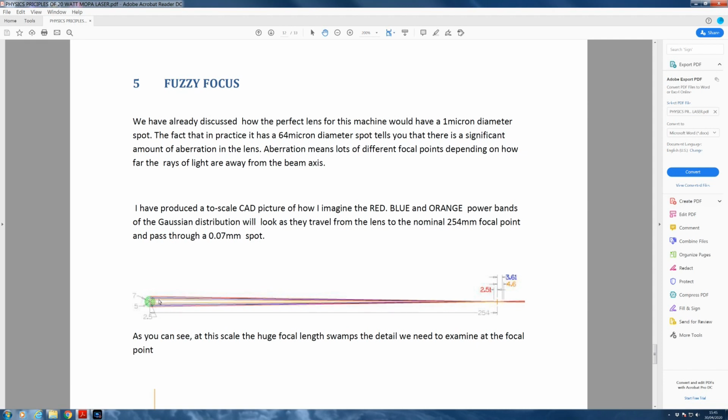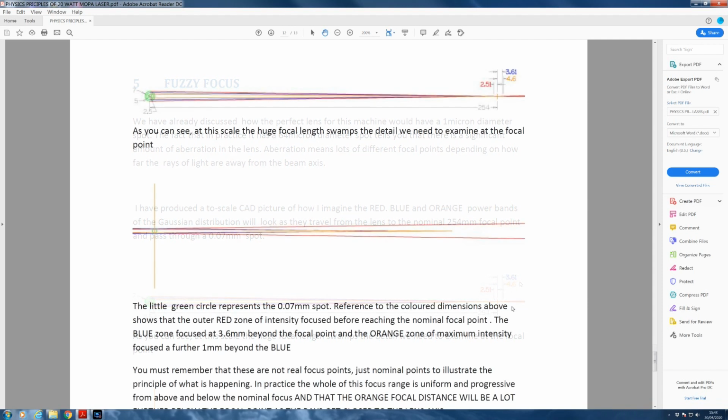This is the extremity of the blue section now, which contains another 20% roughly of the energy. That focuses maybe 3, 4, 5, again, millimeters beyond the focal point. And wherever that focuses, the central core focuses another 4, 5, 6 millimeters beyond the blue zone. So when we zoom in and look at actually what's happening at the focal point, this nominal focal point just here, where my 70 micron spot is, we can see that the blue zone is crossing here, and the yellow zone is crossing substantially further forward.